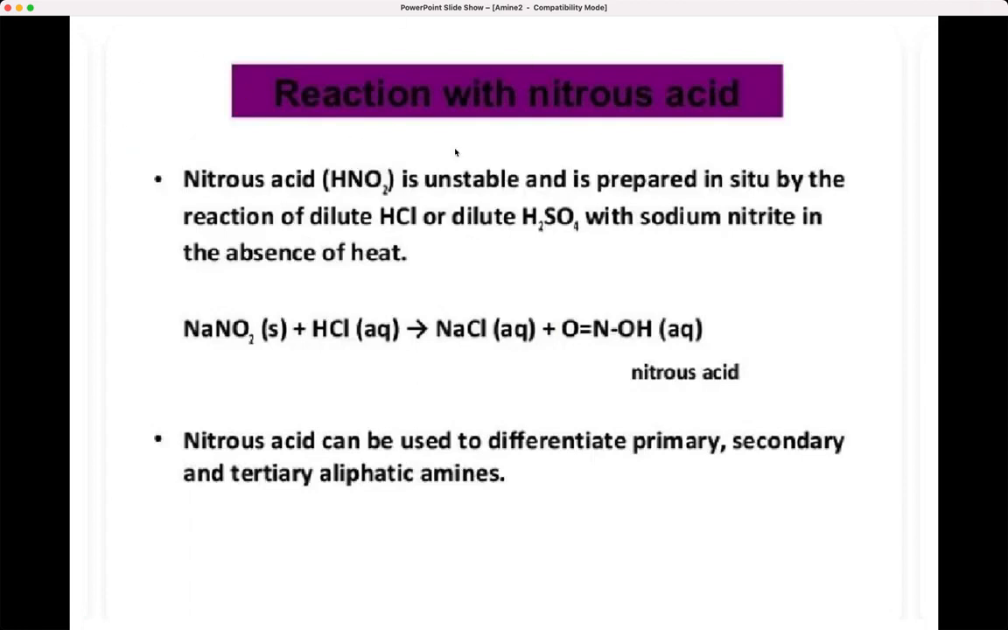Okay, then reaction with nitrous acid. Nitrous acid, HNO2, is unstable, and usually it is prepared by the reaction of dilute HCl or even H2SO4 with sodium nitrite, NaNO2. So you get NaCl plus HNO2, because 2 oxygen atoms are here. Aqueous nitrous acid is the product, and this nitrous acid is used to differentiate primary, secondary and tertiary aliphatic amines.